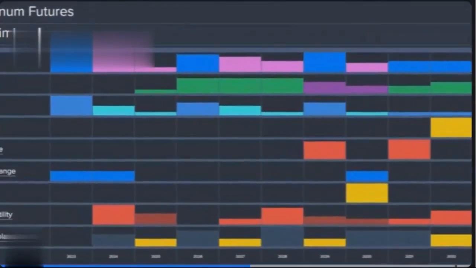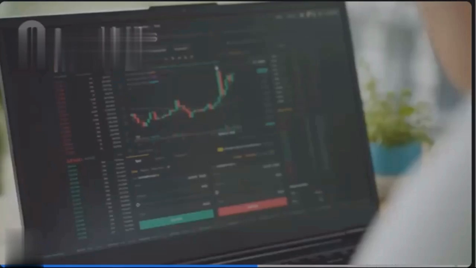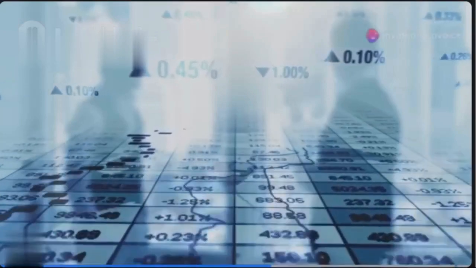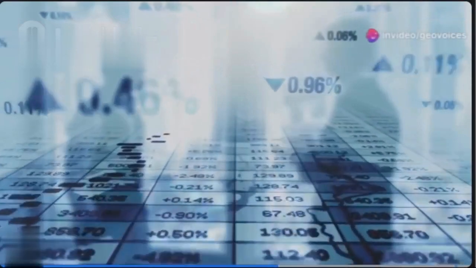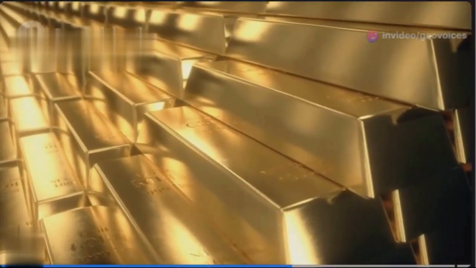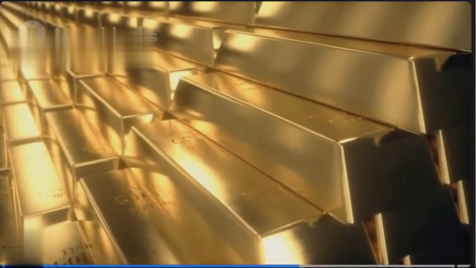Another interesting aspect is the silver to gold ratio. Historically, this ratio can give us insights into market dynamics. Right now, it suggests that while gold might be heading for a dip, silver could outperform. This creates a potential buying opportunity in the precious metals market.